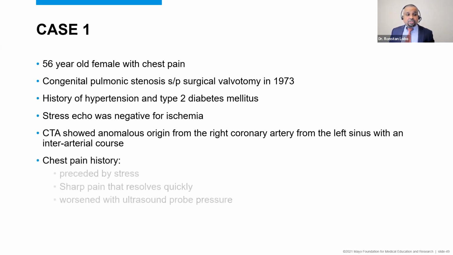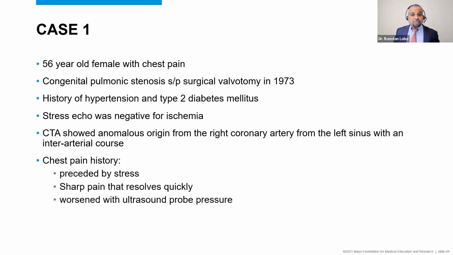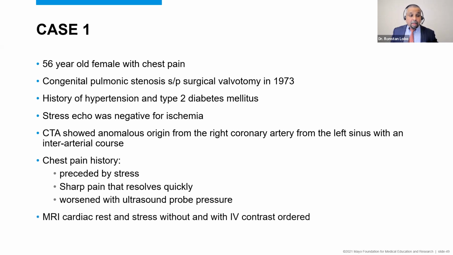Delving into the chest pain history, the patient says the chest pain is preceded by stress. It's a sharp pain that resolves quickly and is worsened when they place the ultrasound probe while doing the echo. She had an MRI cardiac rest and stress without IV contrast, and we'll go through them in a second. So let's show you the CT images first.